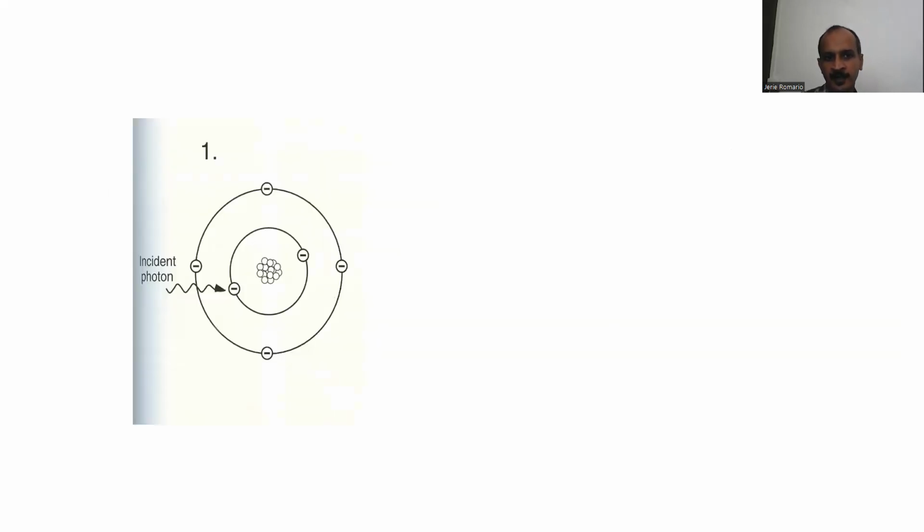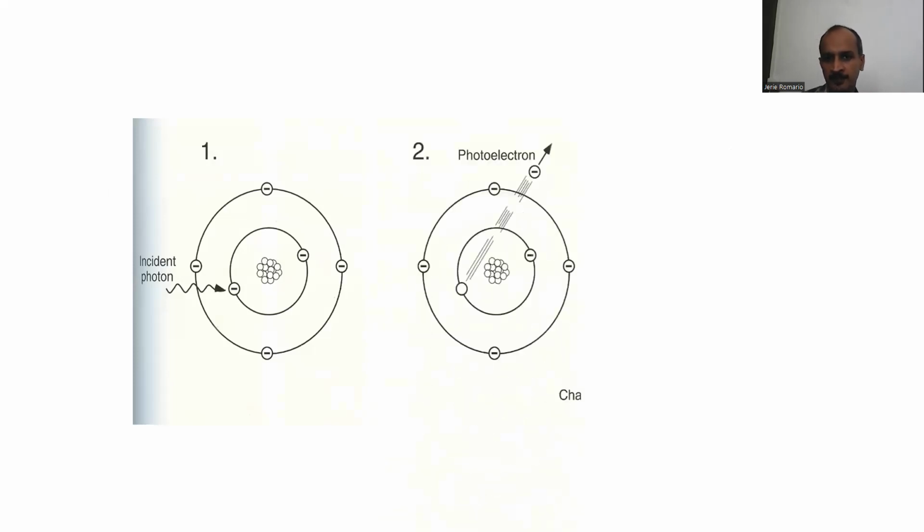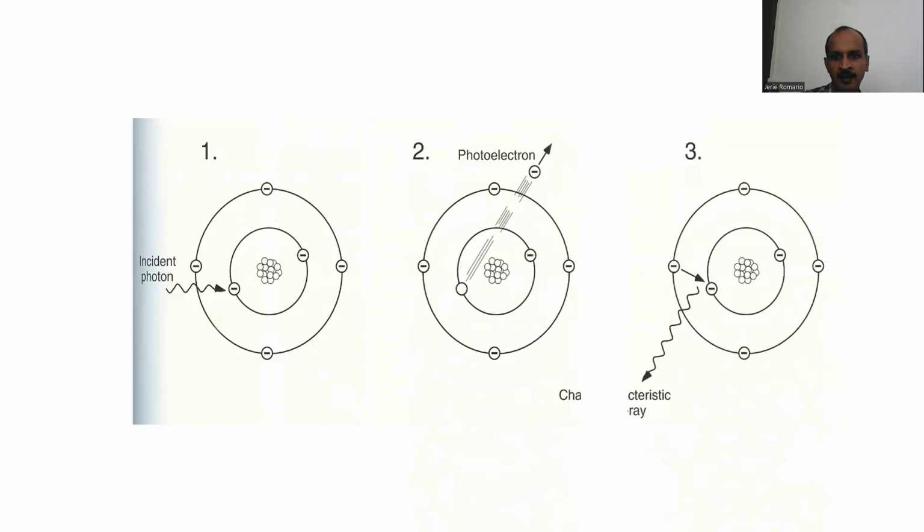So first step, the X-ray comes and hits the K shell electron. Second step, that K shell electron goes out and it is known as a photoelectron. And third, an L shell electron jumps into the K shell, and during that process, a characteristic X-ray is released.